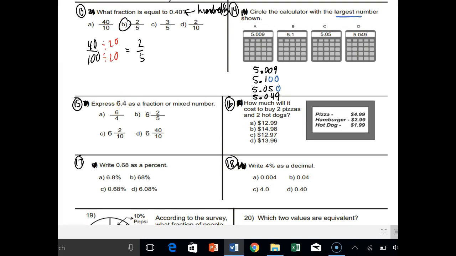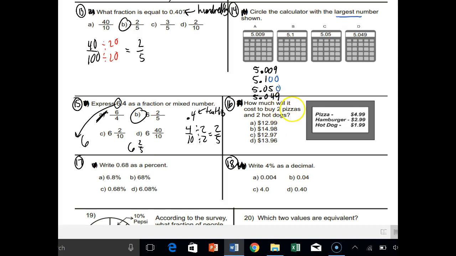Express 6.4 as a fraction with a mixed number. So 6 is obviously our whole number, right? 6. So anything that doesn't have 6 is out, so 6/4. And then 0.4, we know that's in the tenths place. So you can say that's 4 over 10. Oh, got to simplify it. So that's 2/5. So we're looking for 6 and 2/5. And obviously B is our answer.